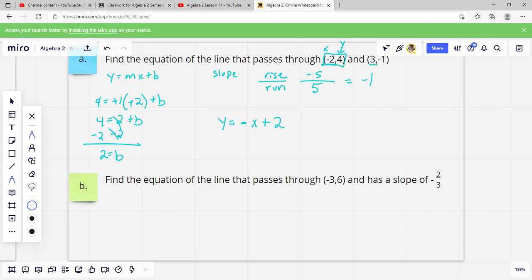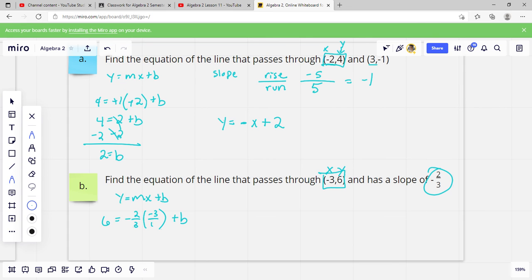All right, one more. Find the equation of a line that passes through negative 3, 6 and has a slope of negative 2 over 3. So that one's easy. We can just say y equals mx plus b. Our y, see our x value is the 3, and our y is the 6. So y is 6 equals m is negative 2 over 3 times x, which is negative 3. We'll put that over 1 just so it's easier, plus b.